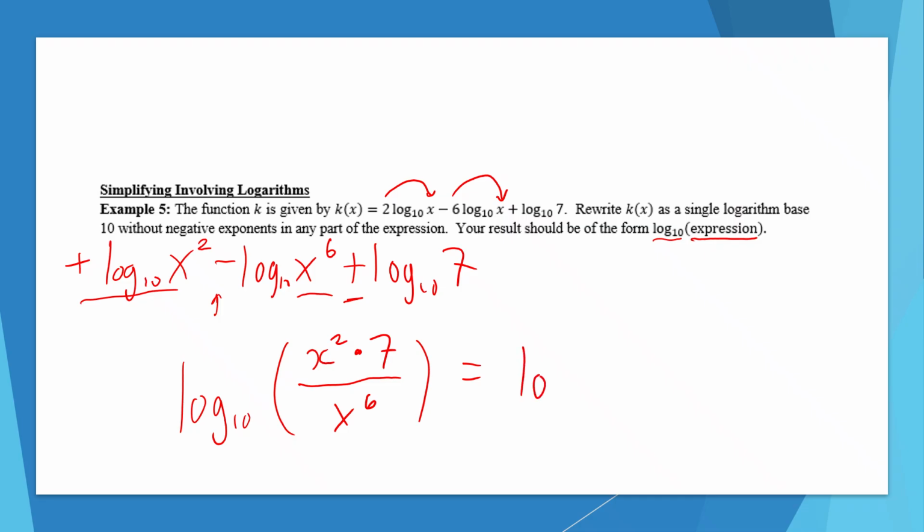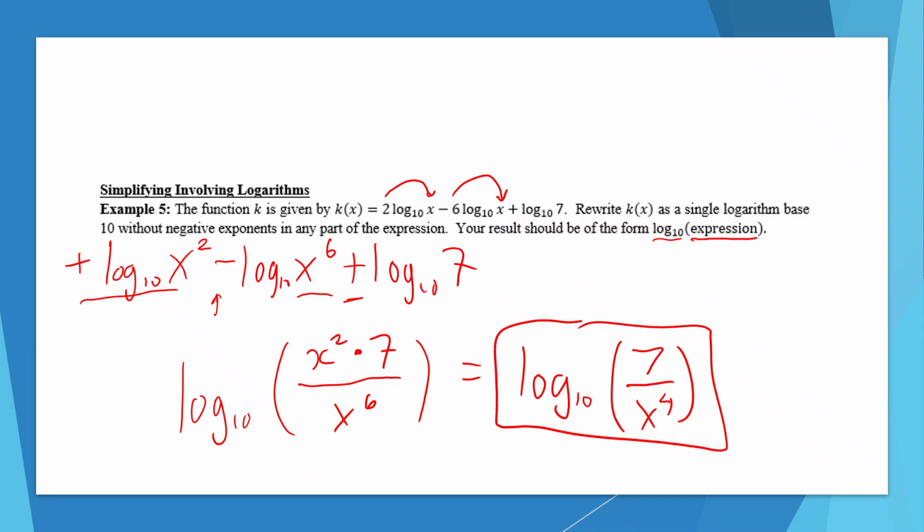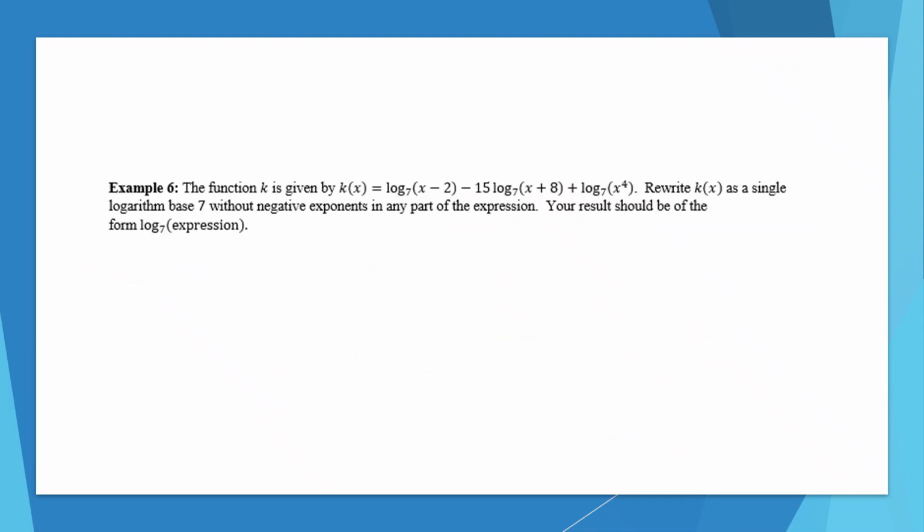So we are going to rewrite this as log base 10, and then we can cancel out an x squared from the top and the bottom to get 7 over x to the 4th. And this would be the correct answer for example 5.